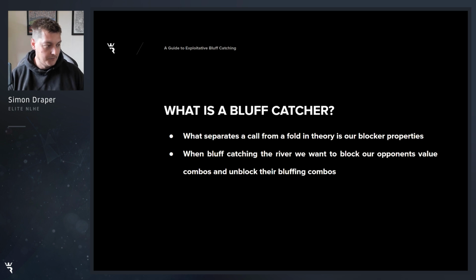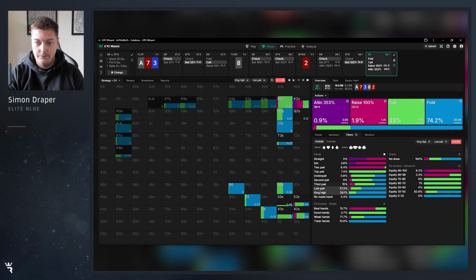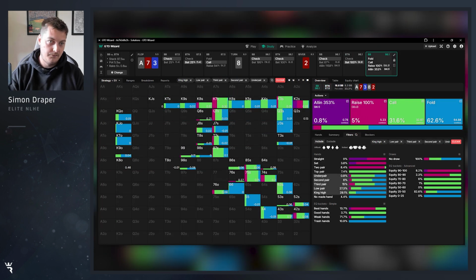Okay, so we're going to jump into a very, very quick sim just to illustrate this. So, as you can see here, we've got a single raise pot, button versus big blind, ace 7-3. The button is c-betting small on the flop. The turn has gone check, check. The river comes a 2 and it is up to the button, and we've given them the option for pot or check. And the button goes ahead and bets the pot, and we have a bluff catching decision with everything that is king high all the way up to an underpair, all the way up to pocket nines.